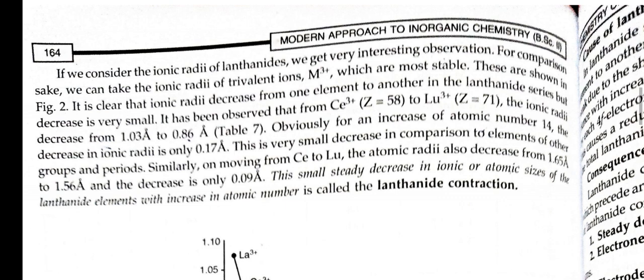This is a very small decrease in comparison to elements of other groups and periods. Similarly, on moving from cerium to lutetium, the atomic radii also decrease from 1.65 angstrom to 1.56 angstrom, and the decrease is only 0.09 angstrom. This small decrease in ionic or atomic size of the lanthanide elements with increase in atomic number is called lanthanide contraction.